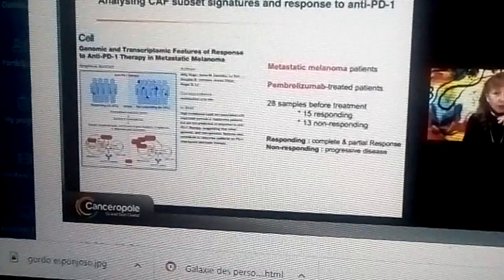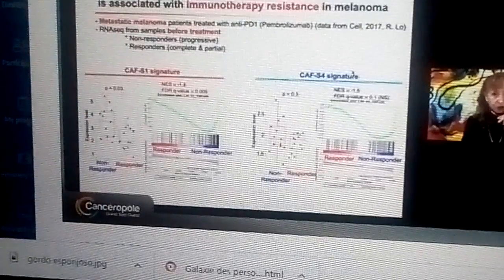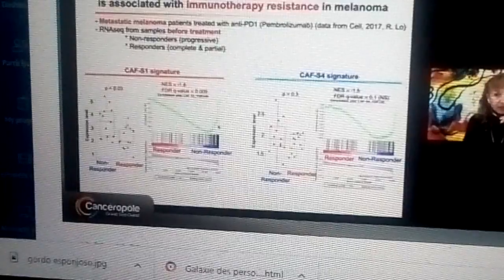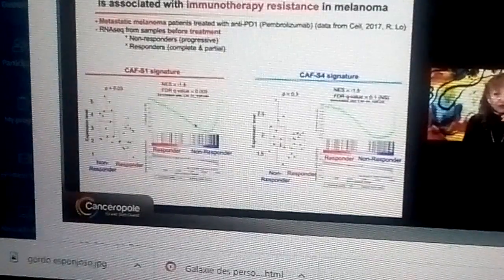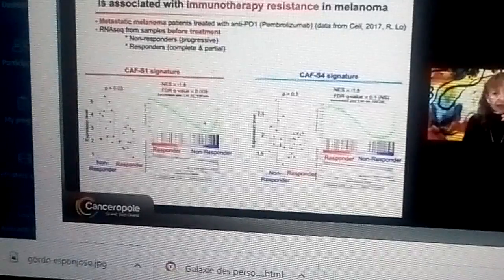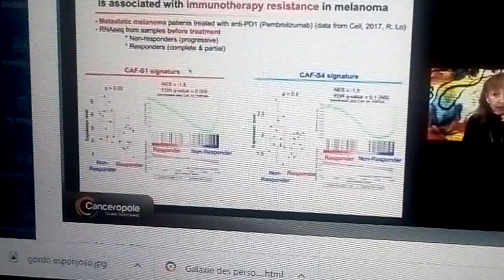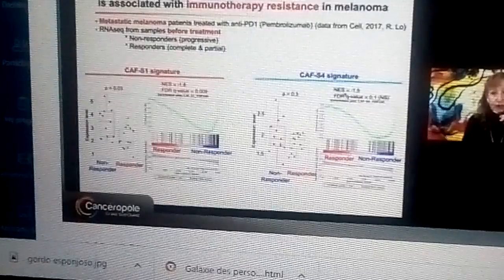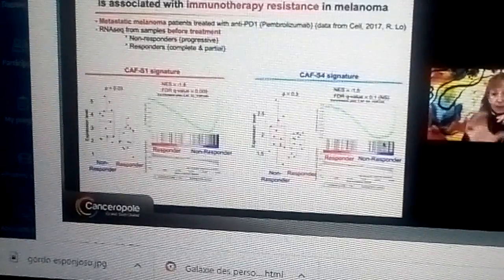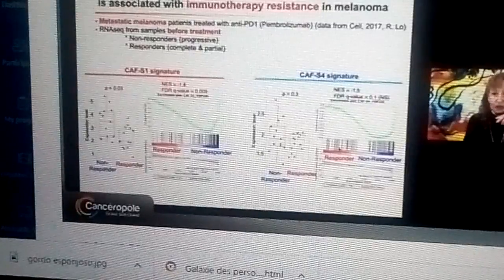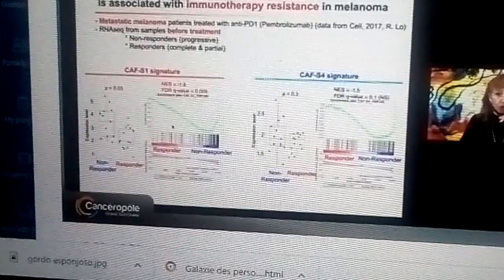And then we analyzed the impact of the global CAF-S1 and CAF-S4 signatures. And what we found is that, clearly, on this gene set enrichment analysis, the non-responder patients are really enriched in genes expressed in the CAF-S1 signature, while the genes composing the CAF-S4 signature are found both in non-responders and responders. Then what about the CAF-S1 clusters?